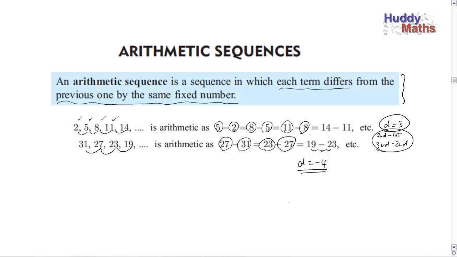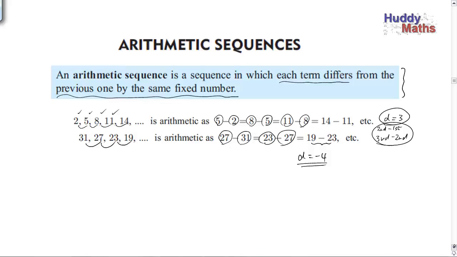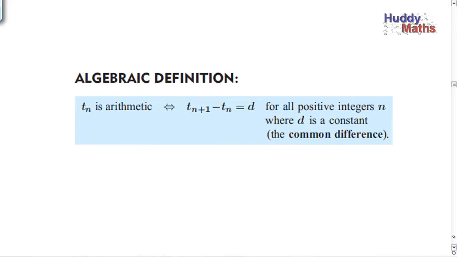Okay, starting to get the hang of this? So it's a fairly simple idea, but I want you to go slowly through this and get your head around it. All right, so come down and let's have a look at some definitions here. The algebraic definition of an arithmetic sequence: Tn plus 1 take Tn has to be some common difference for all positive integers n. Just notice, in our work here, this would always be true because n is the term number. You can't have a negative term. So n is an integer, a counting number, natural numbers, if you like, 1, 2, 3.